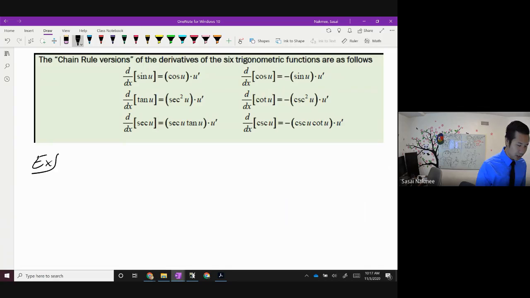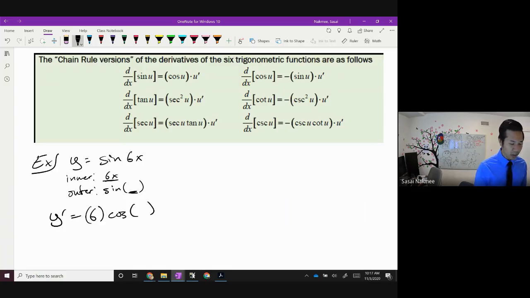I showed you one earlier with sine. So I had y equal to sine of 6x. The inner function, showing the work here, would be 6x. The outer is sine of some stuff. What's that stuff? That stuff is just the 6x. So y prime is equal to the derivative of the inside, which is 6, multiplied by the derivative of the outside, which is cosine of some stuff. What's that stuff? 6x.